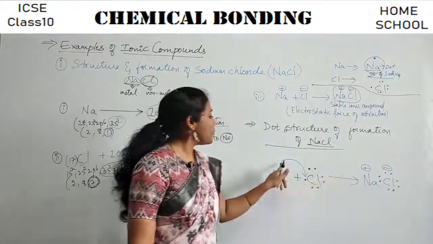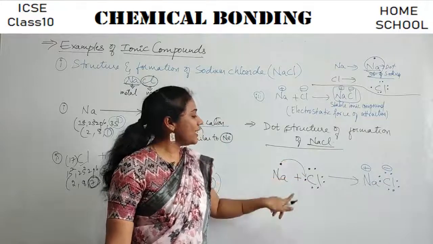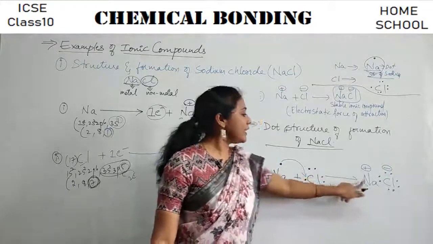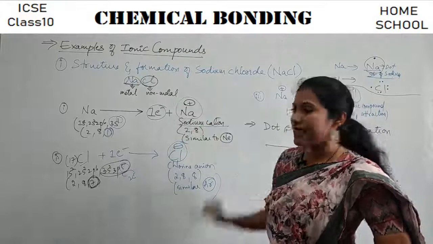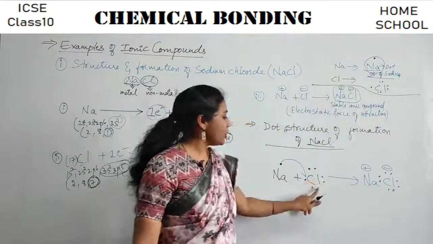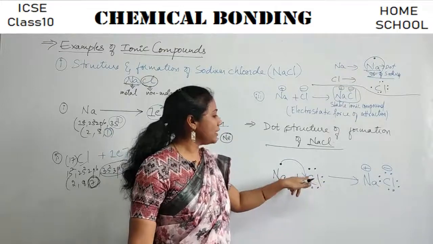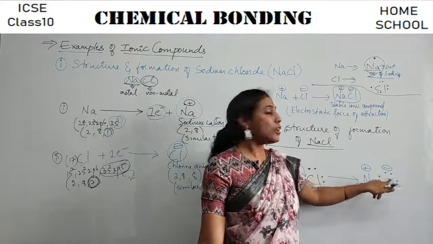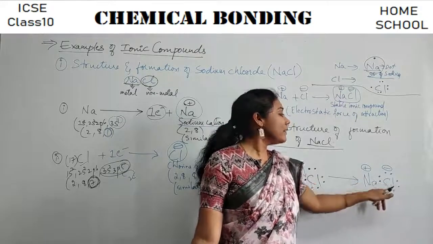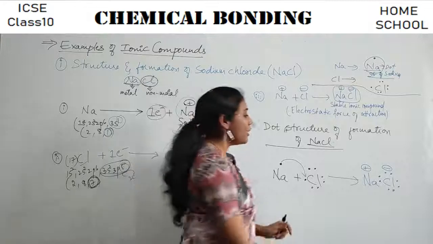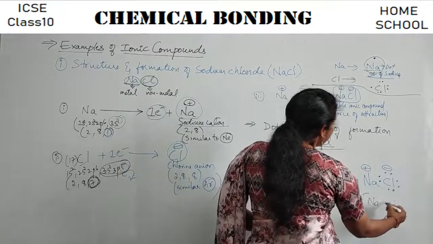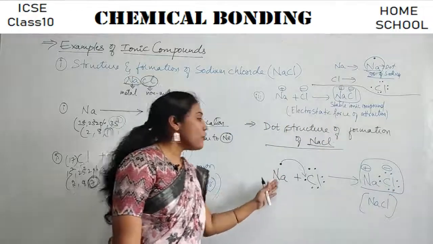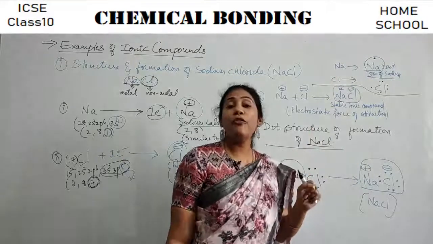You are indicating only the last electrons in the dot structure. The last electron of sodium is lost to chlorine, so you are not indicating any dots on sodium. After losing one electron, it has converted into Na+. And in Cl, the 7 last electrons are already there, and the 8th electron it got from sodium. So you indicate those last electrons in the dot structure of NaCl. This is a way of representing the formation of NaCl with the help of dot structure.